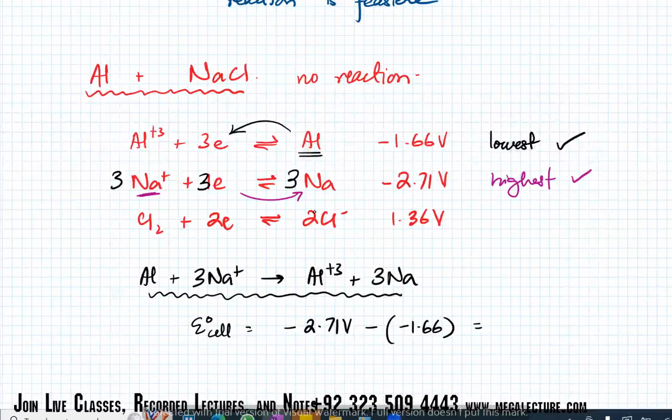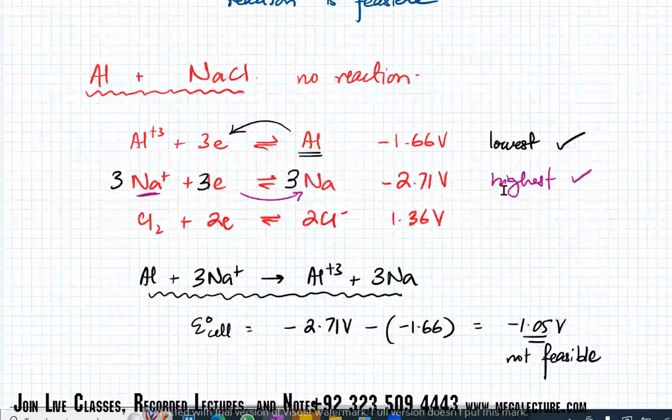Minus 1.05. So you're getting minus 1.05 volts. You're getting a minus value, right? So that indicates that it's not feasible. And so it also indicates that basically the whole reaction you came up with was actually incorrect.